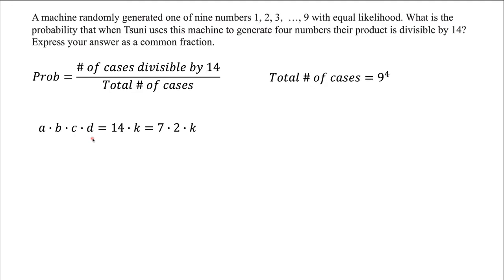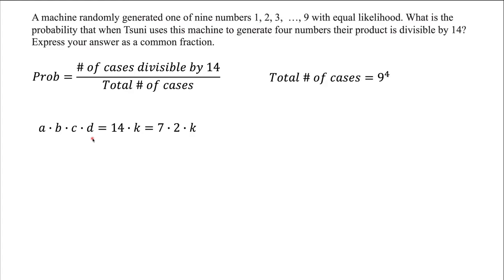Now, remember those numbers A, B, C, and D are not just random integers. They are integers between 1 and 9. Which means that a number between 1 and 9 that's divisible by 7 has to be 7. If you want a number to be divisible by 2, there are 4 options. It could be 2, 4, 6, or 8.